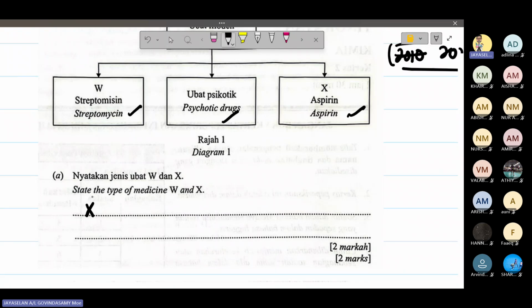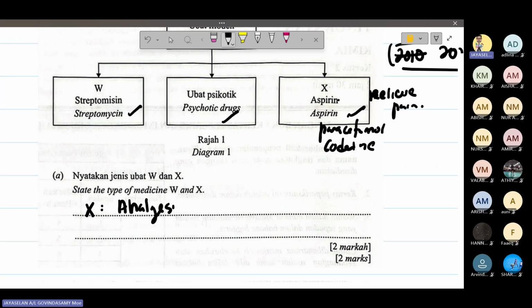X easy, I know. Aspirin, paracetamol, or codeine. They are under one class, and that class is used to do what? Relief. Okay, relief what? Relief pain. All right, so X is under what? You guys put analgesic. Okay, W. Anyone?